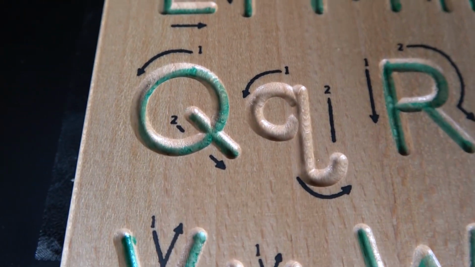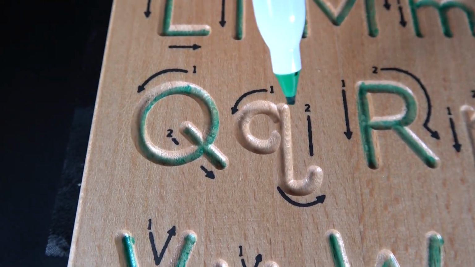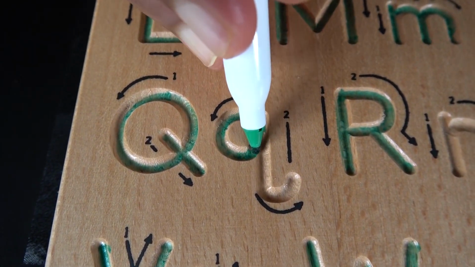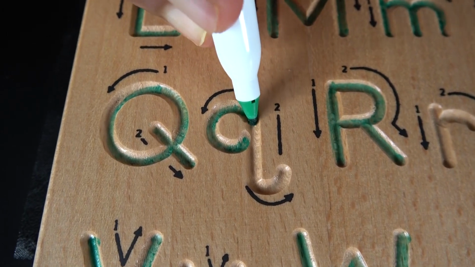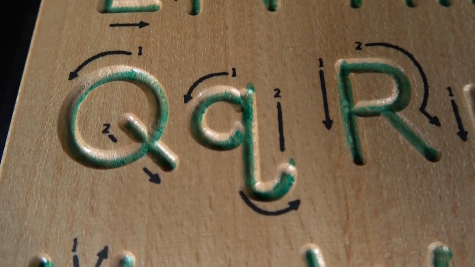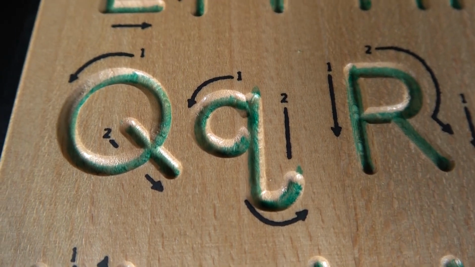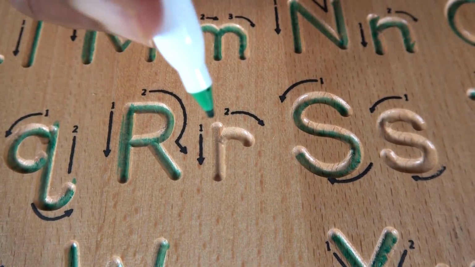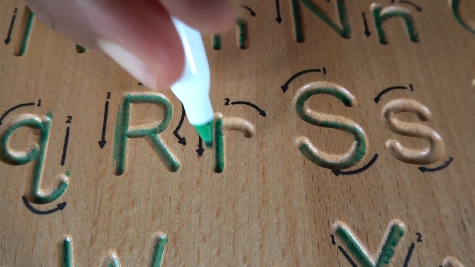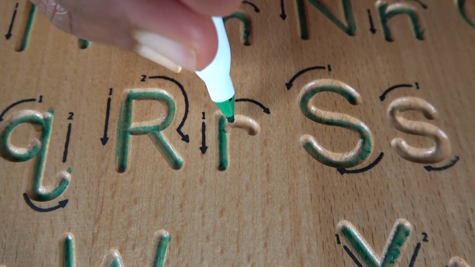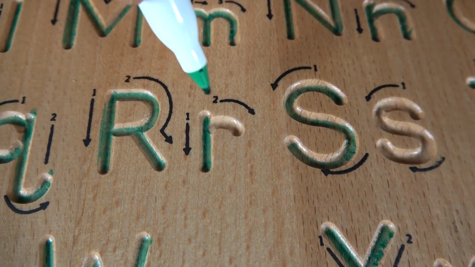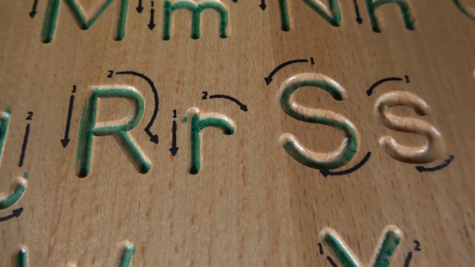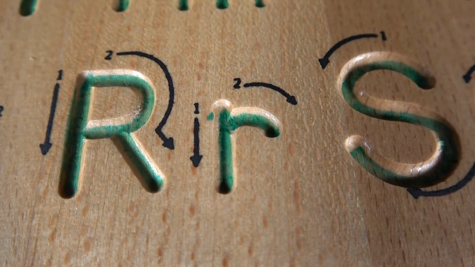Now it's time to write lowercase letter q. We'll first make a small curve like this. Then once we make this curve, we'll go from the top and curve upwards. That is lowercase letter q. Now it's time to write lowercase letter r. We'll go down like this. We'll make a straight line down. Then we'll curve like this. That is lowercase r.